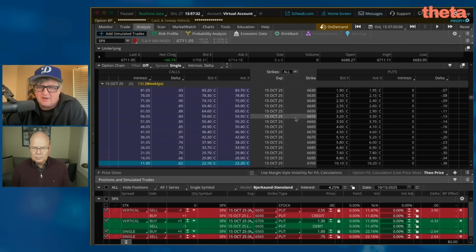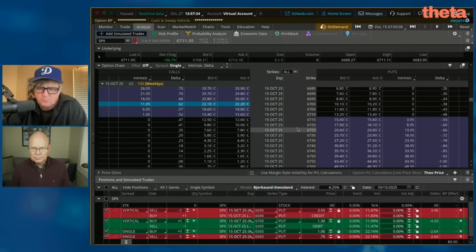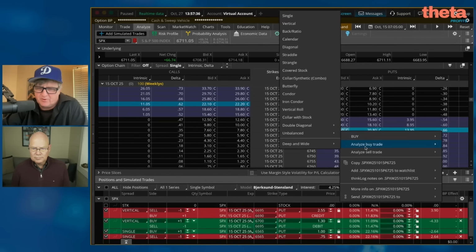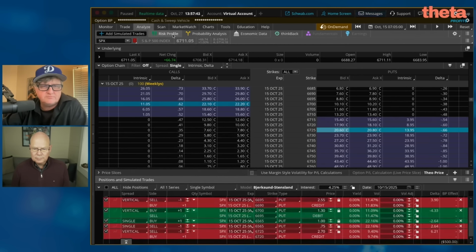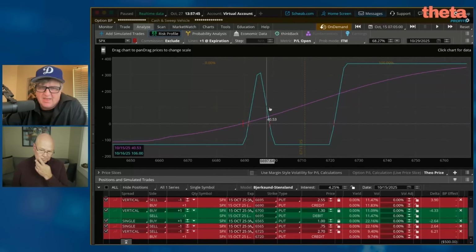So I'll just come down back to the option chain. I forget what strike that was, but we can adjust it. So I'll say analyze, sell, trade, vertical. And you don't have to necessarily stack them right next to each other. You can just do whatever you want. We didn't have to turn this into a butterfly if we want. We could have turned this into a wider tent, a wider condor.